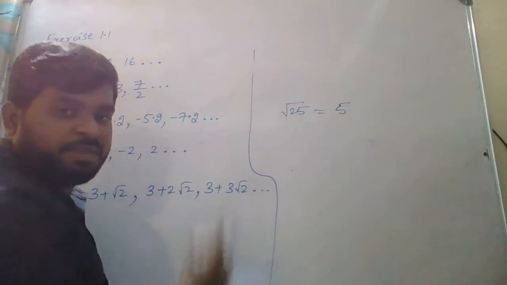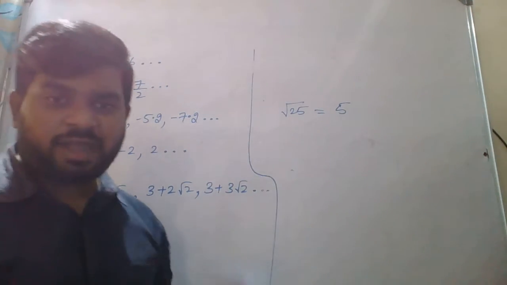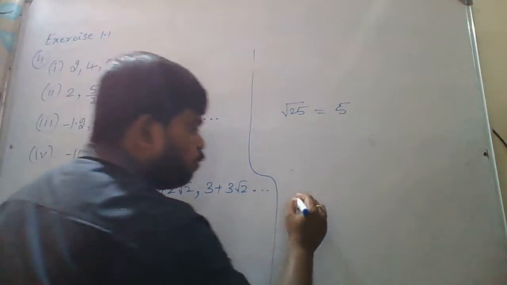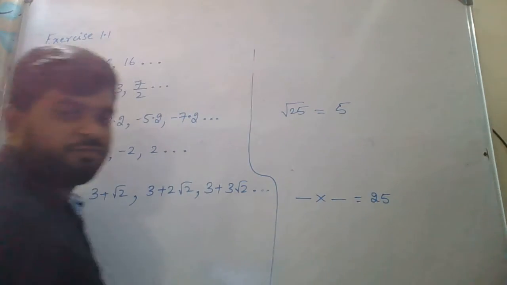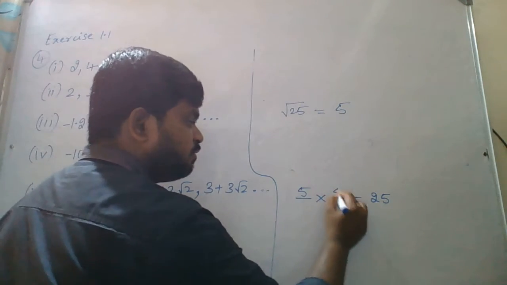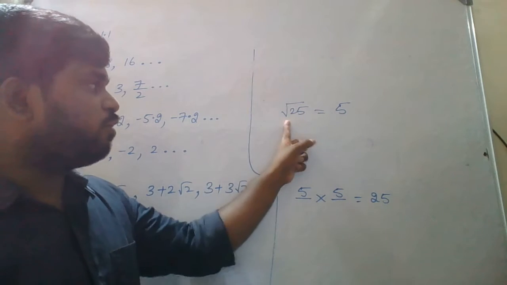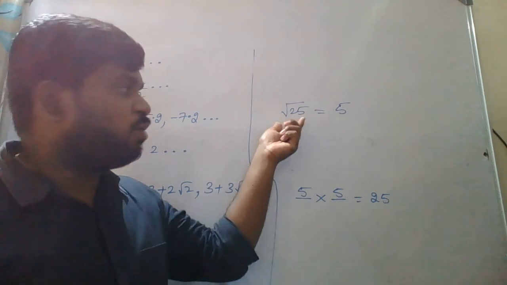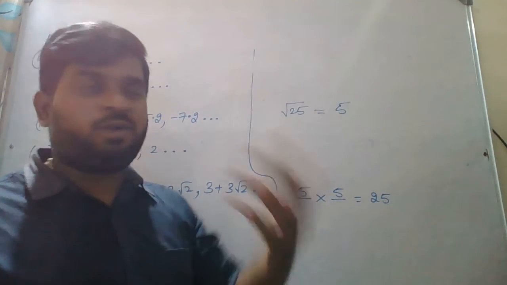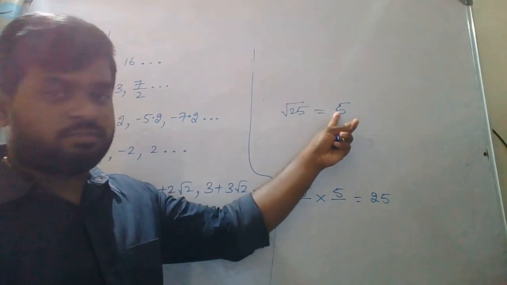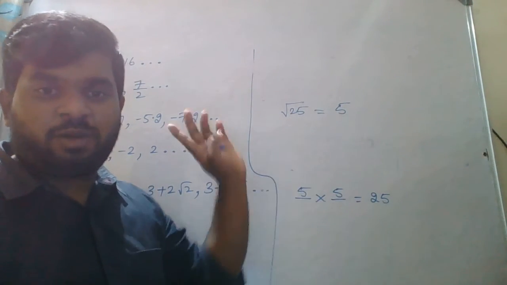Now basically, what is the meaning of root 25? The square root of 25 is 5. Why? Because which number, multiplied by itself, will give you 25? It is 5, isn't it? 5 fives are 25. That is why the square root of 25 is 5. Basically, the square root of 25 means which number, if you multiply it by itself, gives you 25. So the number is 5.